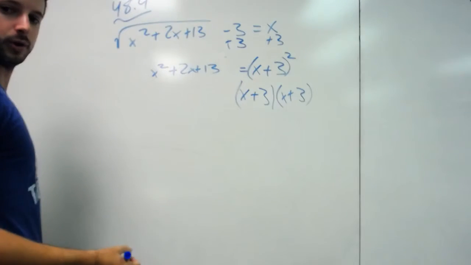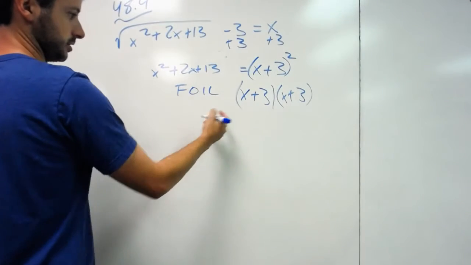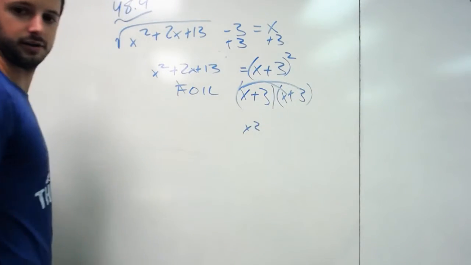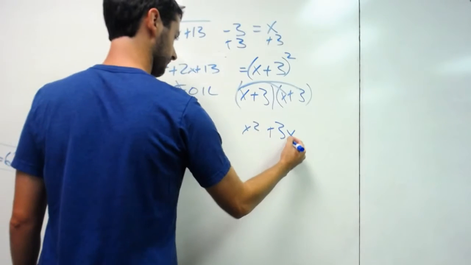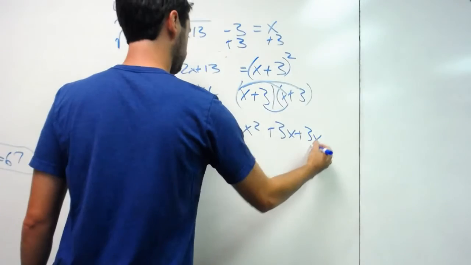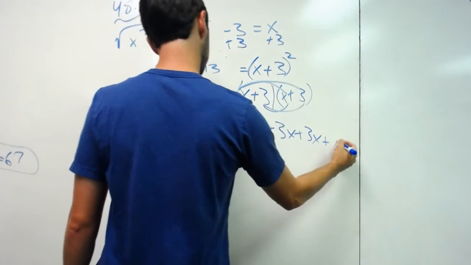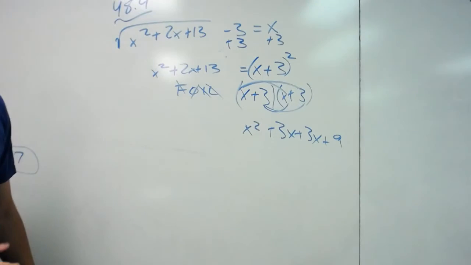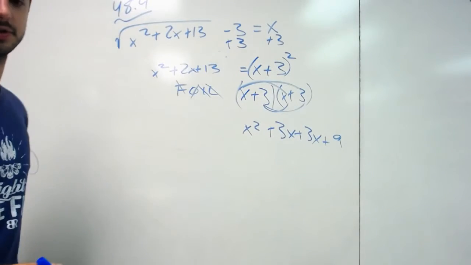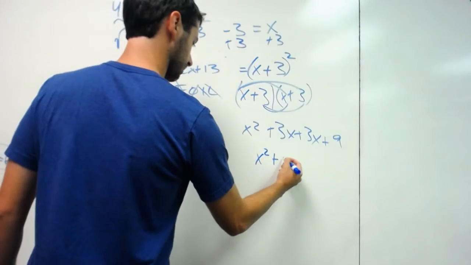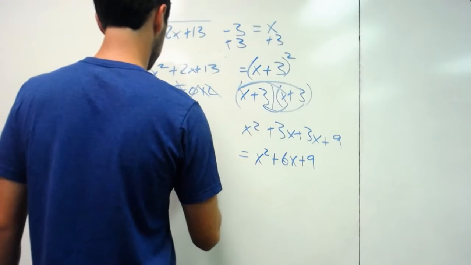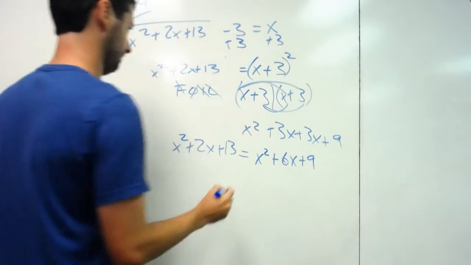And we FOIL. So we do first, x squared. Outside, x times 3, that's 3x. Inside, 3 times x, 3x. Last, 3 times 3, 9. And so there is where we're at. Go ahead and simplify. 3x plus 3x is 6x. And this all equals x squared plus 2x plus 13, what we had before.